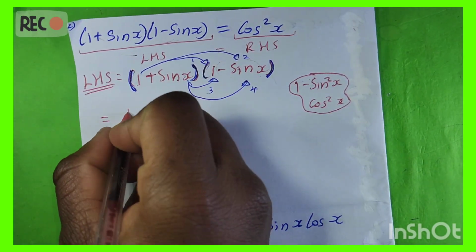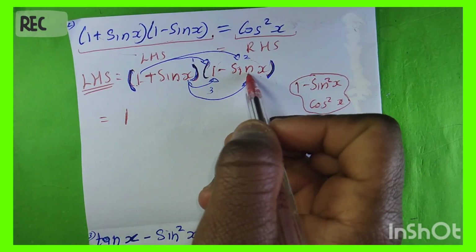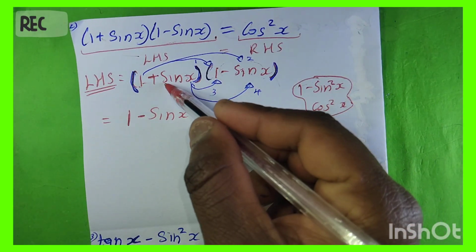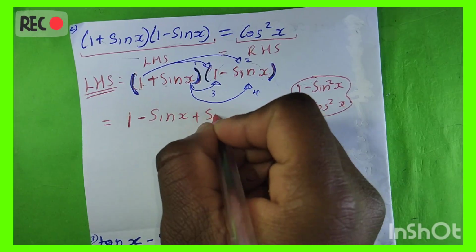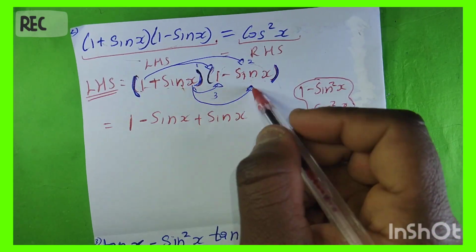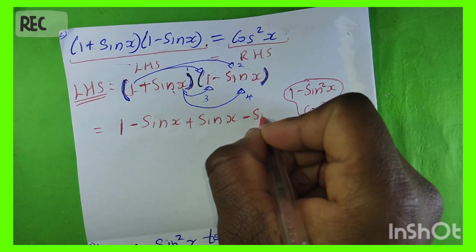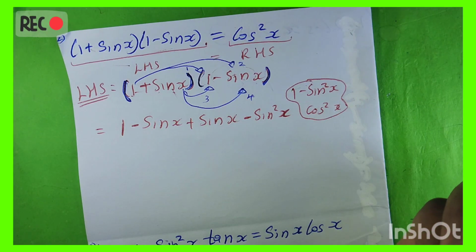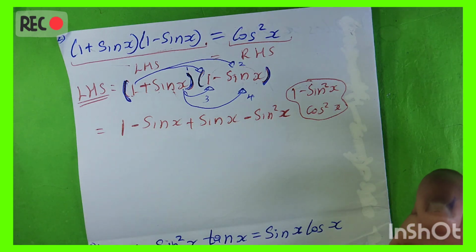1 multiplied by 1 is 1. 1 multiplied by negative sine x, you'll get negative sine x. Positive 1 multiplied by that, you get positive sine x. Then these multiply: when you multiply different signs, you get negative sine squared. Make sure, guys, that you know how to expand. This is straightforward algebra.